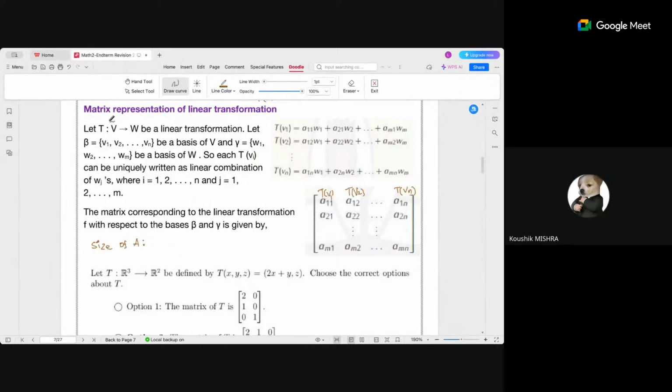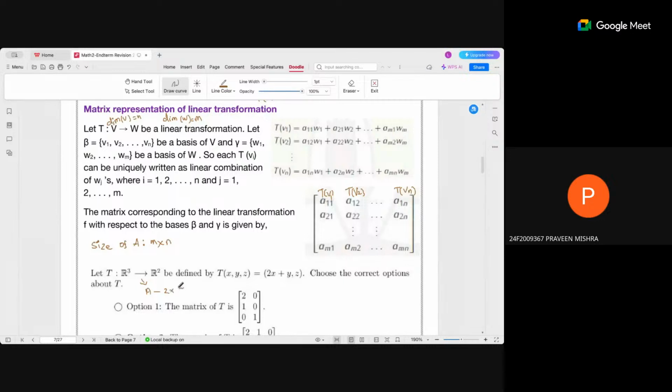Suppose V has dimension n and W has dimension m. Then the size of the matrix of T is m by n, that is, m times n. So if T is from R3 to R2, then the matrix A should have size 2 by 3.